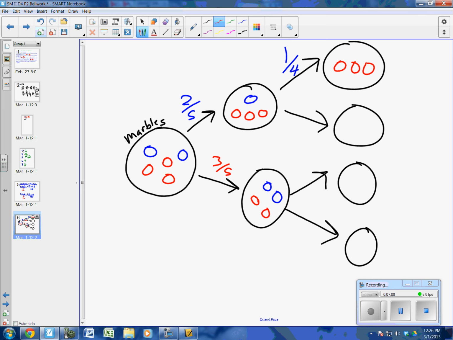What's the possibility right here, Hunter, of pulling out a red on this one? 3 out of 4. What's left? 2 red and 1 blue. Okay. Going down here. Sam, what's the probability of pulling a blue one out of this one? 1/2. What's left?